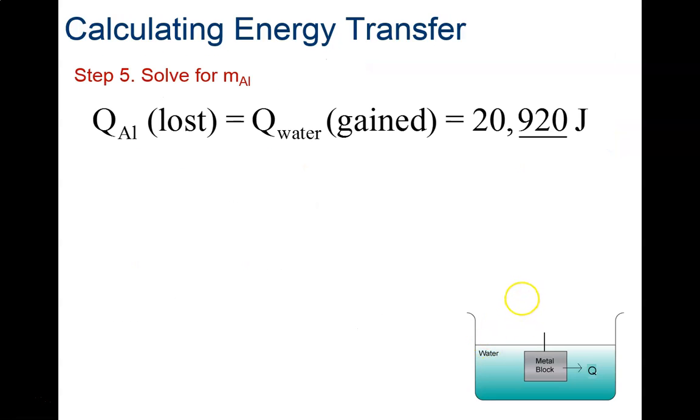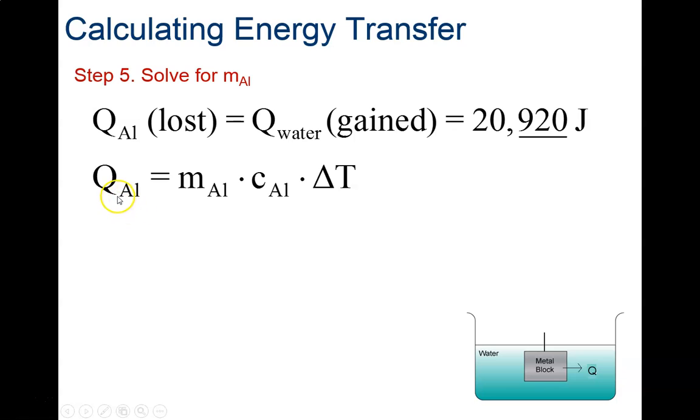Next, what we want to do is solve for the mass of the aluminum. I don't know why they do this, but they like to have you solve for the mass of one of the substances. So however much heat the water gained is going to equal the heat that the aluminum lost. That makes enough sense. The water got warmer, the aluminum got colder. The water gained 21,920. The aluminum must have lost it.